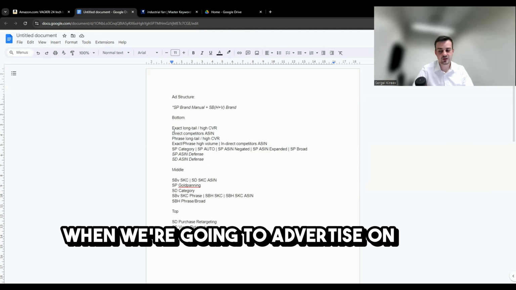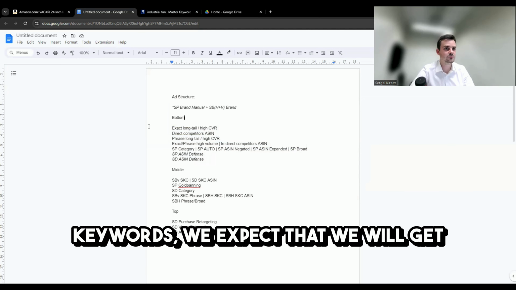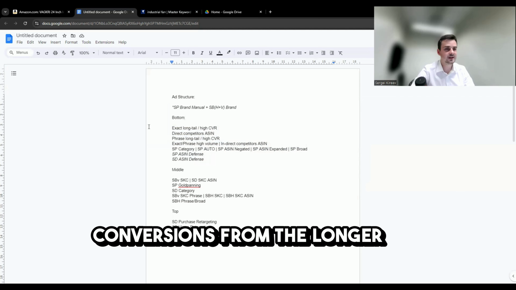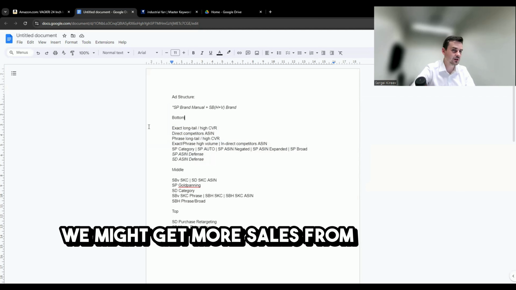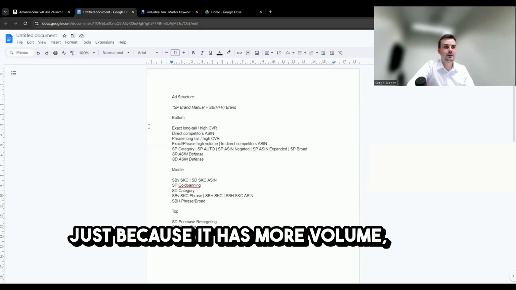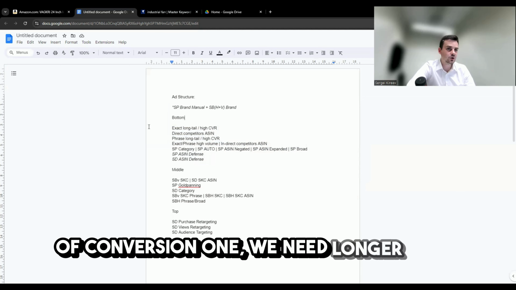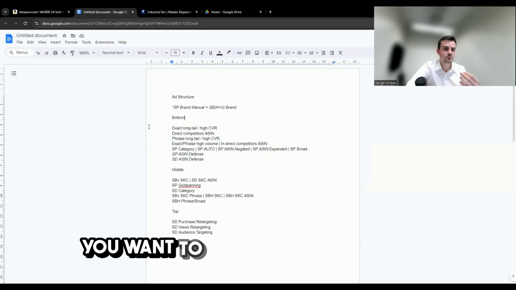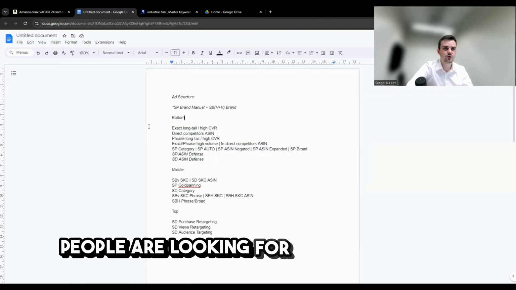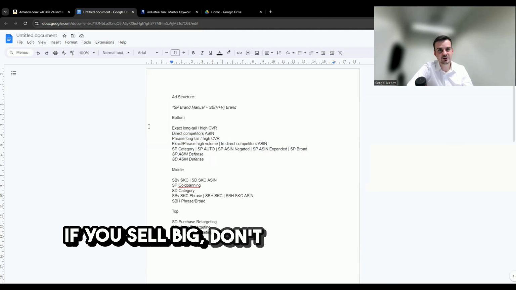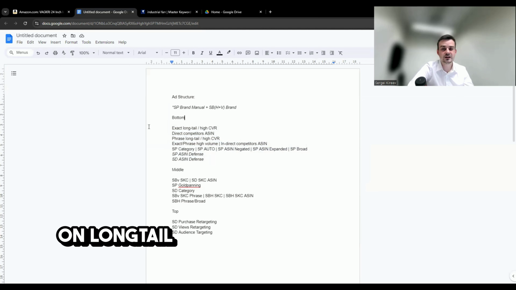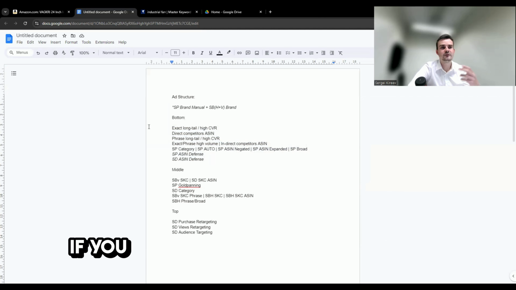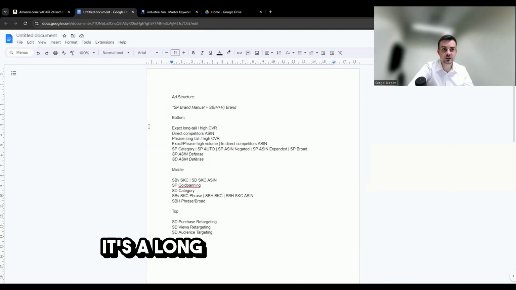When we advertise on these two keywords, we expect that we will get more conversions from the longer tail keywords. We might get more sales from the other one just because it has more volume, but in terms of conversion, we need longer ones, but not only long ones. You want to make sure it's a longer keyword, but also that it has the specifics that people are looking for in your product. If you sell big, don't advertise on long tail keywords that have small in them. If you have red, don't advertise on red dress for girls summer 2024. It's a long tail keyword, but it's highly relevant only to another color.